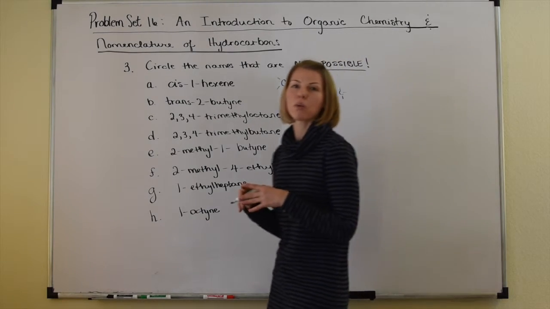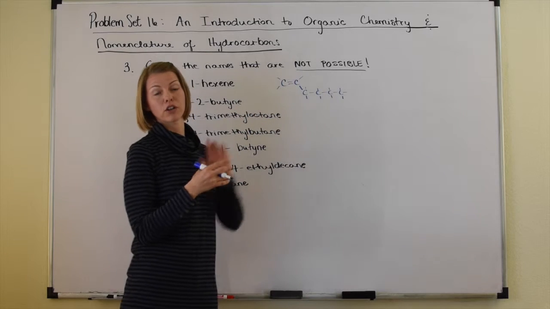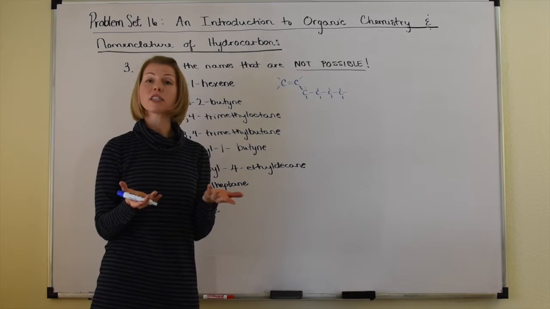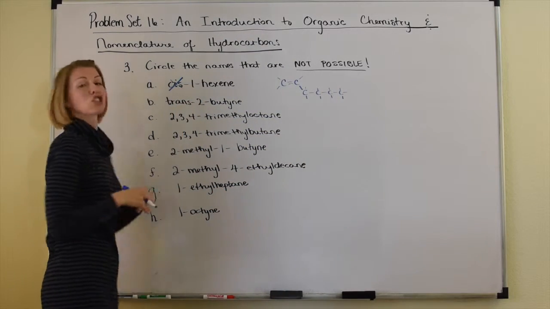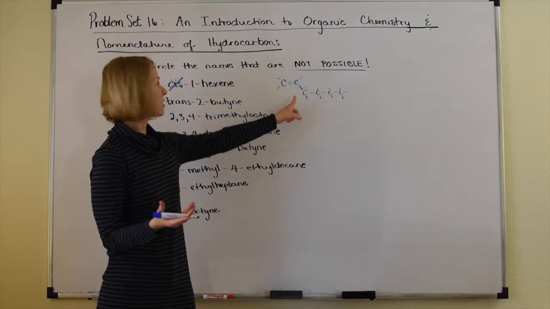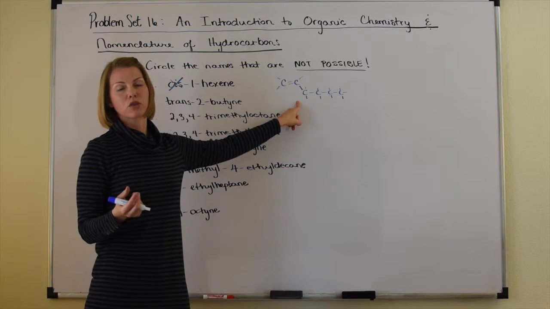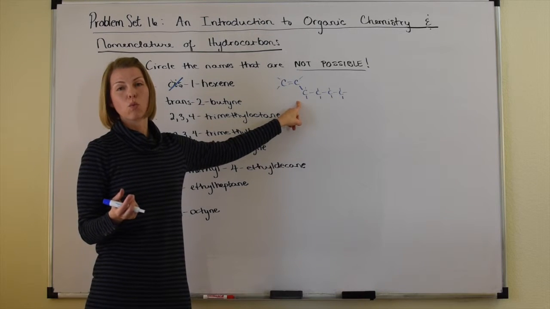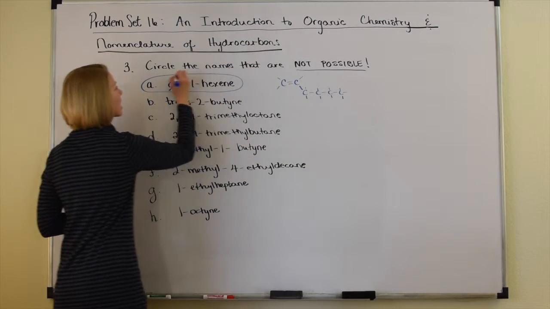And remember, when you have the same 2 substituents on either of the carbons that are part of the carbon-carbon double bond, it means that cis-trans isomers will not exist for that molecule. So there is a molecule that is just called 1-hexene. That would be the name for this molecule here. But there is no molecule called cis-1-hexene, and there is no molecule called trans 1-hexene. So you should circle A.